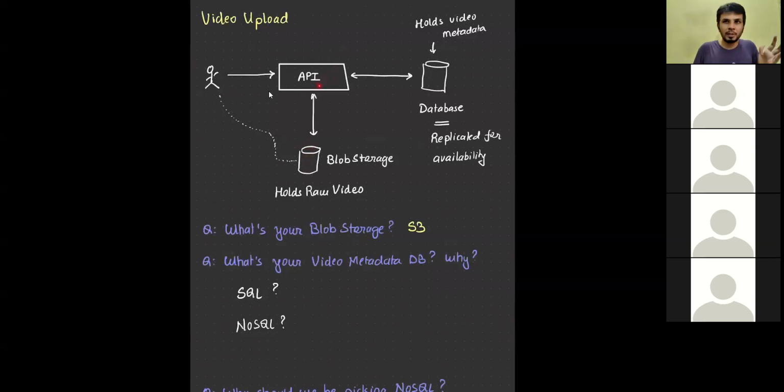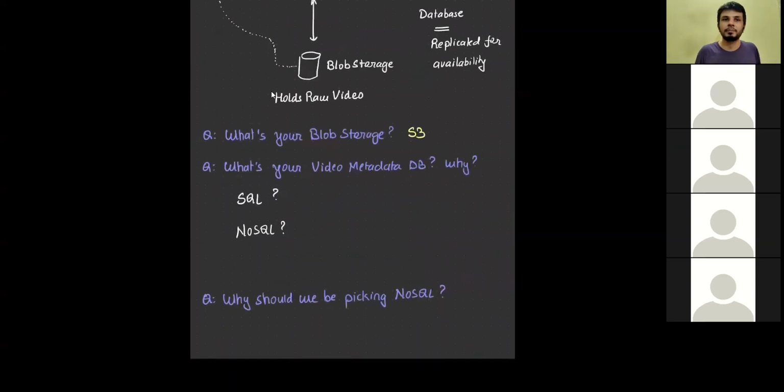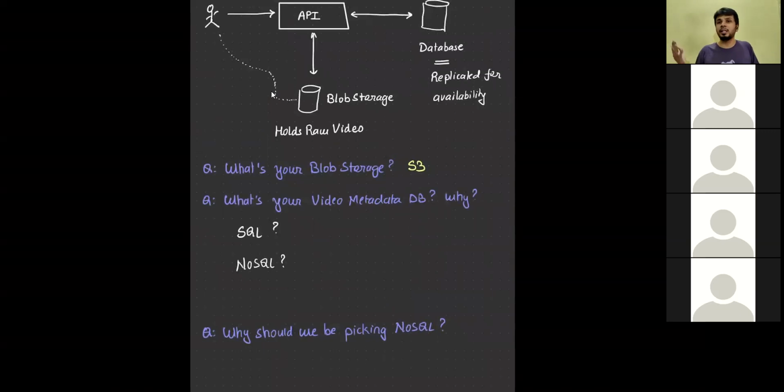The API server would serve normal APIs. You would have a database, rather multiple databases, to hold the multiple types of information in the system. Let's take an example: blob storage, S3, Azure blob storage, pick any, let's pick S3. And for the video metadata database, SQL or NoSQL, what's your take? Which database would you pick? NoSQL is good because we don't need ACID properties. Perfect. We don't need ACID properties.